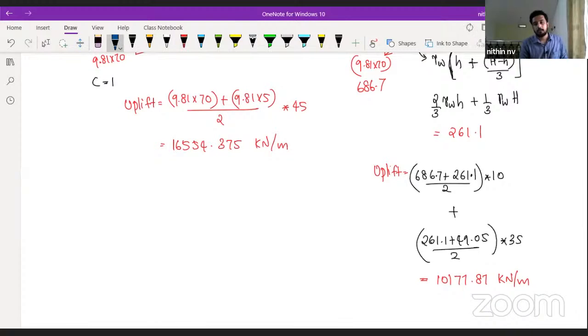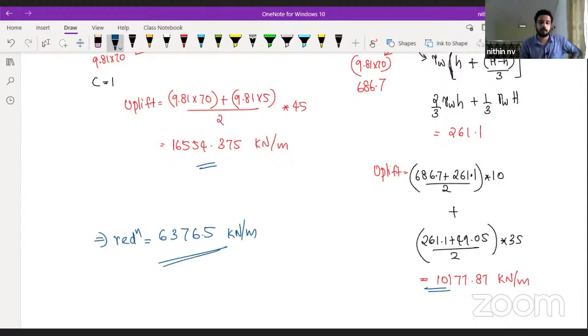Always this value will be less than the first case. If they are asking such a question and you are getting more, it means either you made a mistake in the first calculation or the second calculation. Which means how much is the reduction? First value minus second value, how much is the reduction? Very good, 6376.5. Very good.